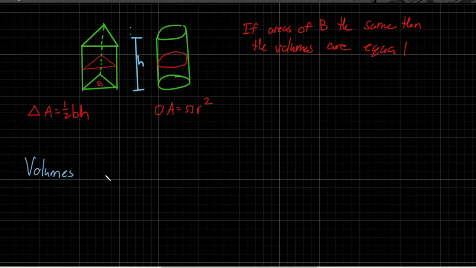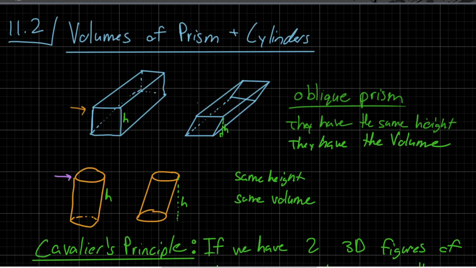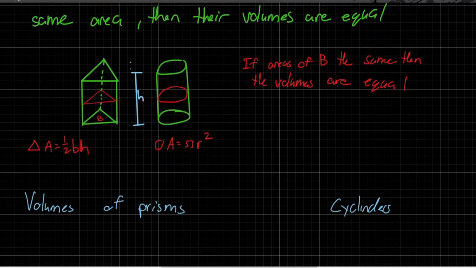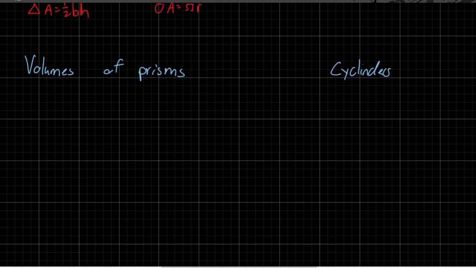So volumes of prisms and cylinders. Let's do cylinders over here. Okay, we started off with a square prism. Then we went to rectangular. There are so many different types of prisms. Prisms are going to be the harder one compared to cylinders. I'm going to draw another one. A rectangle.